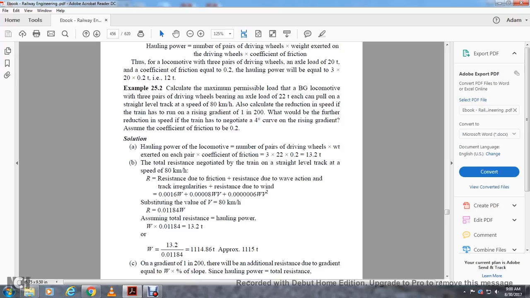Hauling power of the locomotive equals the number of pairs of driving wheels times the weight exerted on each pair times the coefficient of friction. So 3 times 22 times 0.2 is equal to 13.2 tons.